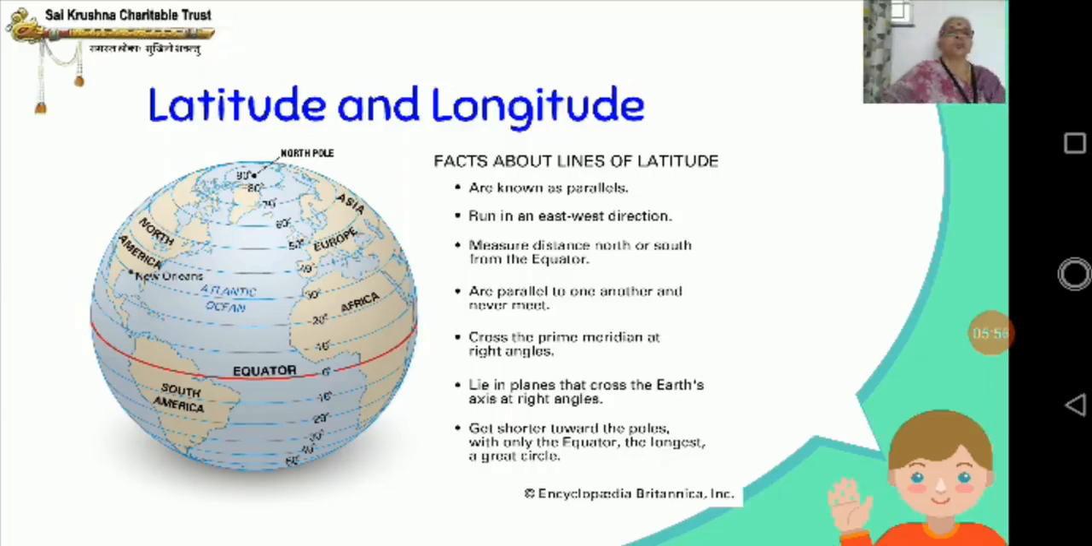They get shorter towards the poles as they go smaller. Can you see the 90-degree North Pole shown here? How it's such a small circle, such a small point. They've shown it as a point only there. They get shorter towards the poles, with only the equator being the longest, which is a great circle.